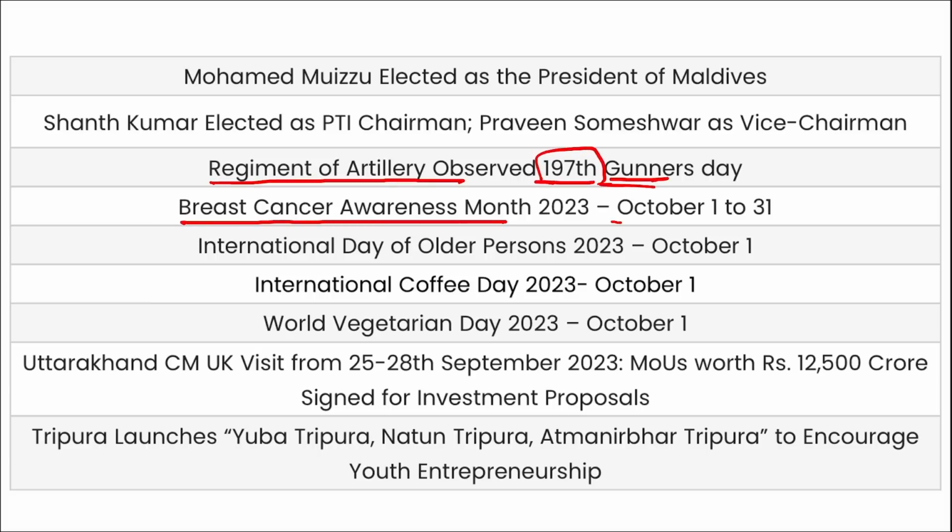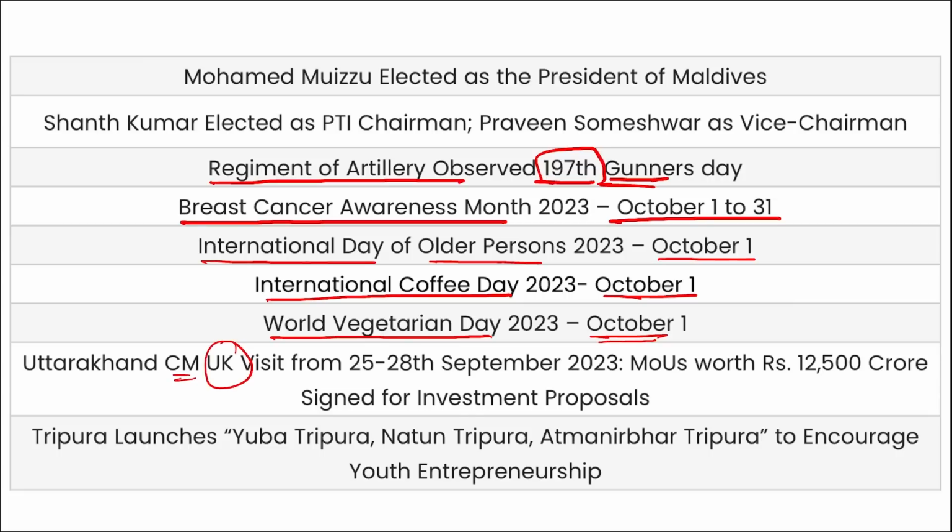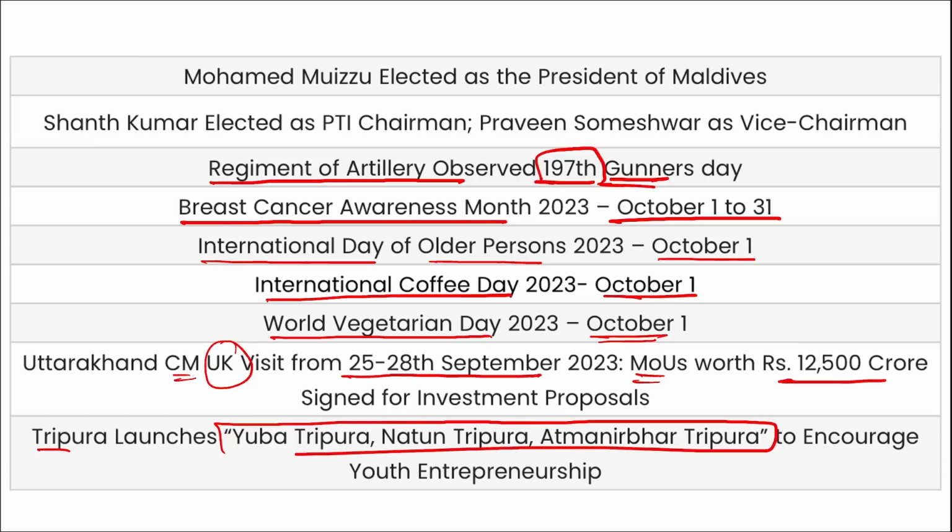Breast Cancer Awareness Month from 1st to 31st October. International Day of Older Persons on 1st October. International Coffee Day on 1st October. World Vegetarian Day on 1st October. Then Uttarakhand's Chief Minister visited the United Kingdom from 25th to 28th September and signed various MOUs worth 12,500 crore rupees. Also, Tripura has launched Yuba Tripura, Natun Tripura and Atmanirbhar Tripura. This will encourage young entrepreneurs and help young individuals set up industries and various units. So friends, these were your important current affairs for the day.